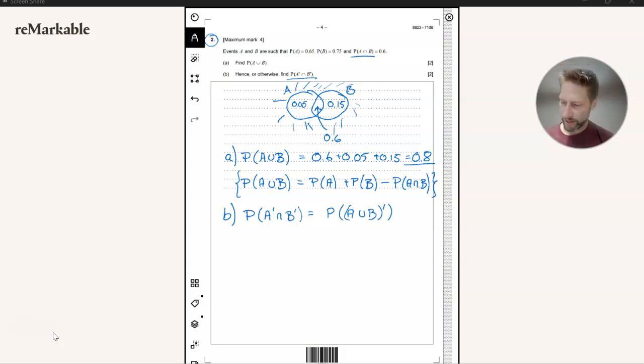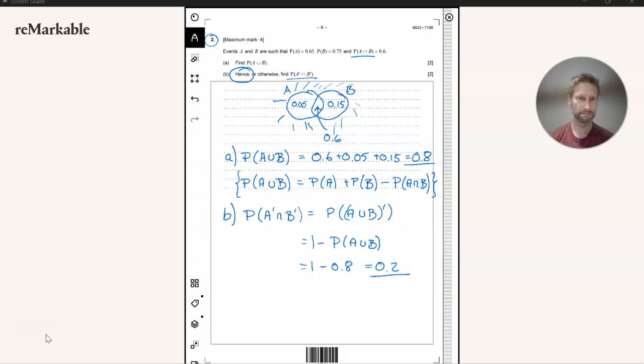Because how do you calculate the probability of the complement of anything? Well, that is 1 minus the probability of whatever you took the complement of. So 1 minus the probability that we just calculated. That's why they write hence, because then we can use the stuff that we just calculated. So this is 1 minus 0.8, which is 0.2, and we're done.